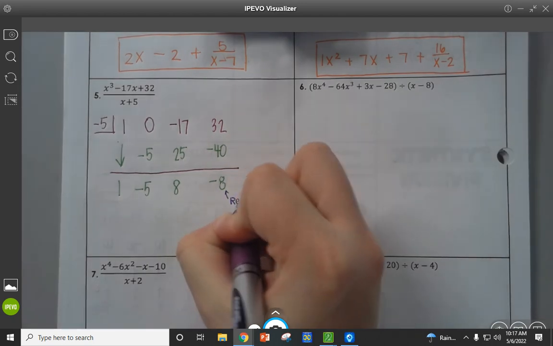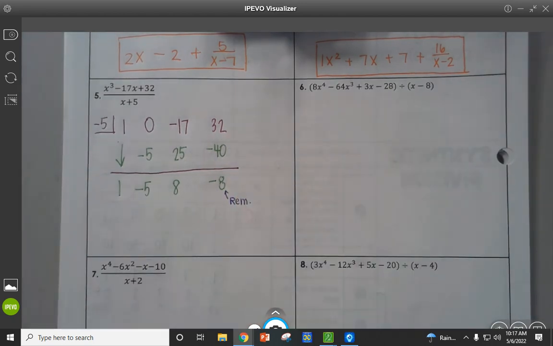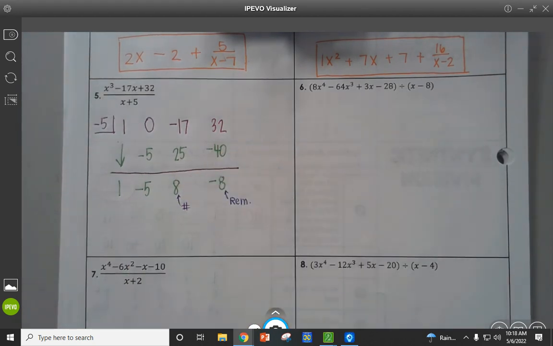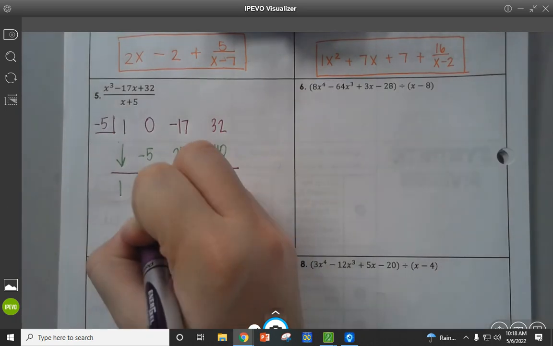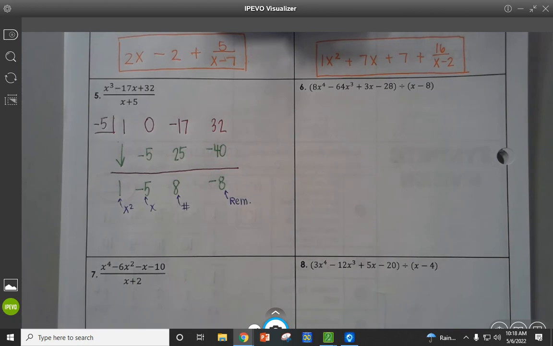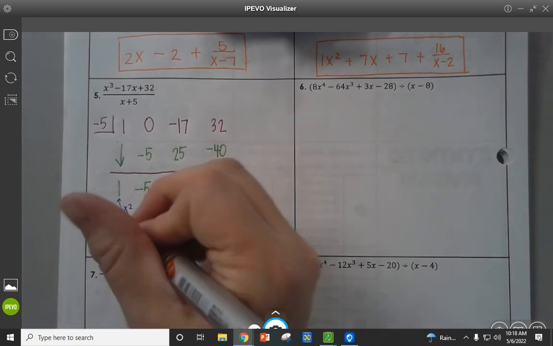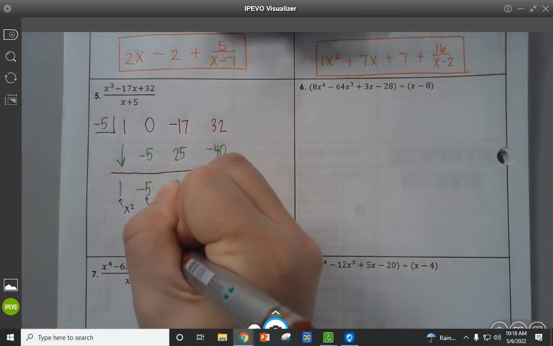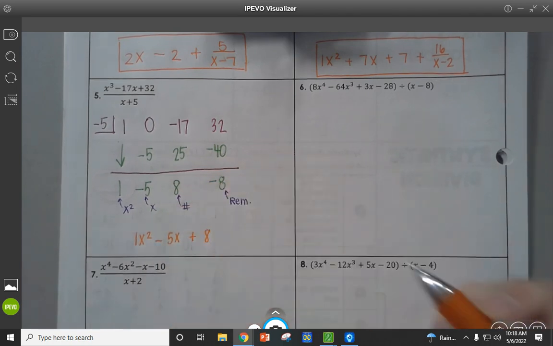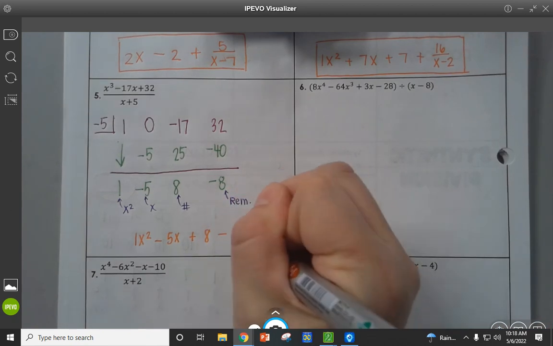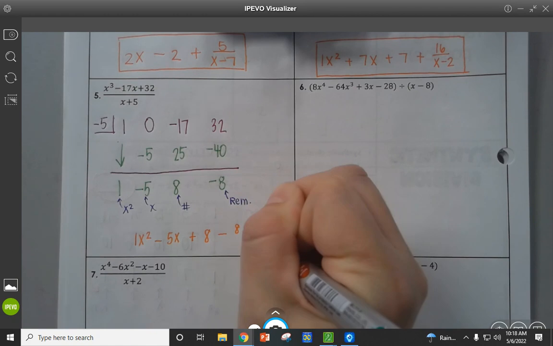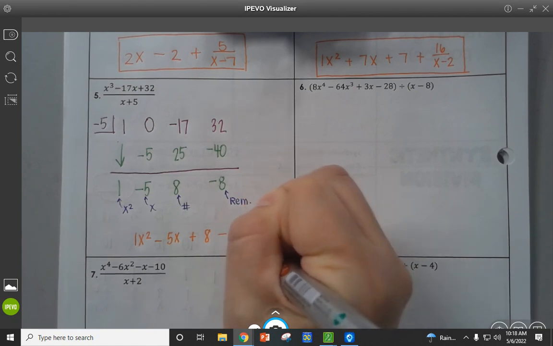This last number is your remainder. This one's just your plain number. This one gets an x. This one gets an x squared. So my final answer is 1x squared minus 5x plus 8 minus what? 8 over x plus 5.